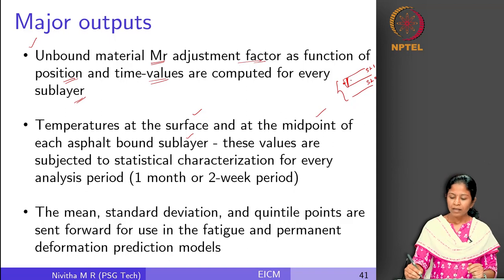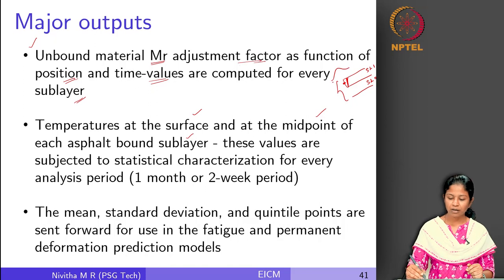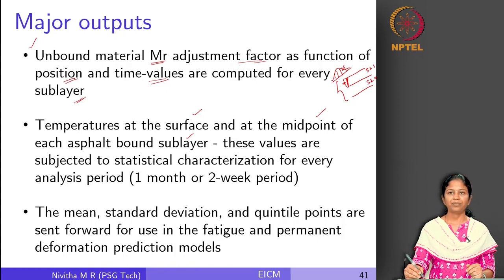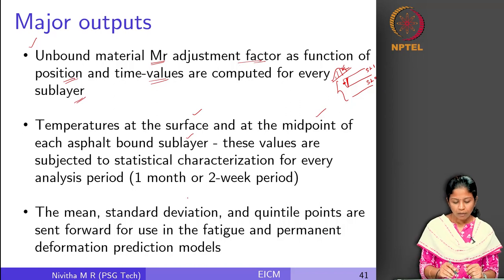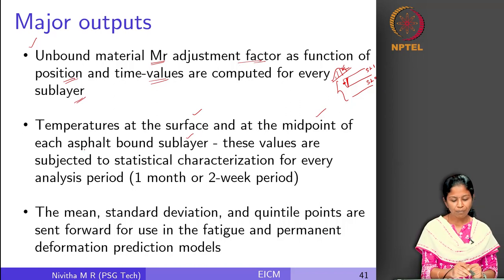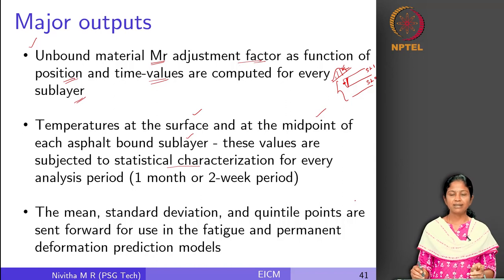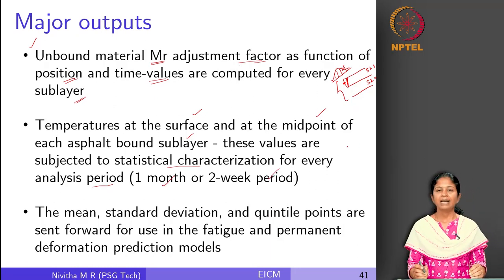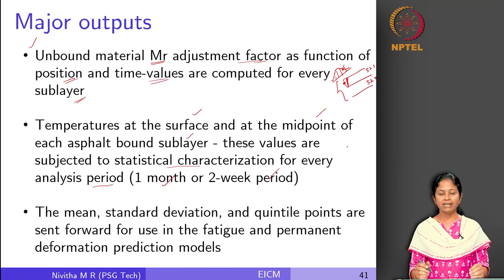the whole layer. Then, for this sublayer point, we said we will have a temperature distribution, right? So, we will divide this into 5 quintiles and for each quintile, we will compute the damage separately, right? So, this is how it is executed. So, temperature at the surface and at the midpoint of each asphalt bound sublayer. These values are subject to statistical characterization for every analysis period. The analysis period could be 1 month or a 2 week period. Okay, so this is the second output that we will be getting from the EICM model.